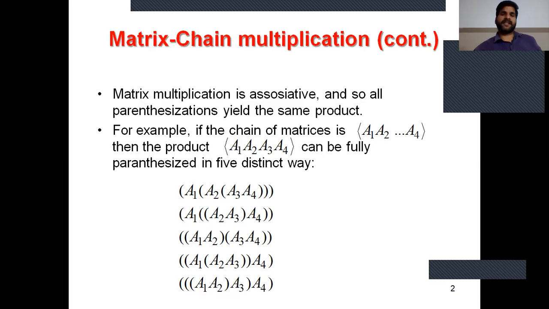in 5 distinct ways. Five different ways like this: A3 multiplied by A4, then that product is multiplied by A2, then the whole product is multiplied by A1. Next, first we multiply A2 and A3, then the product of A2 A3 is multiplied by A4, then that product is multiplied by A1.